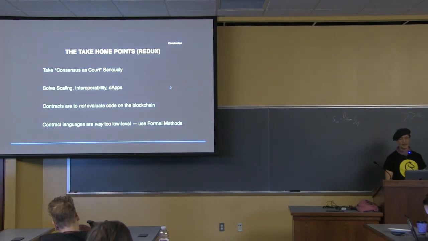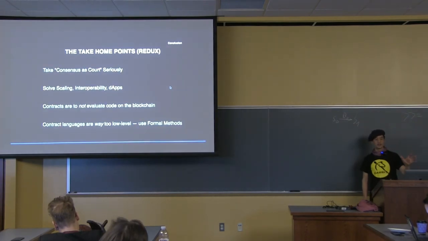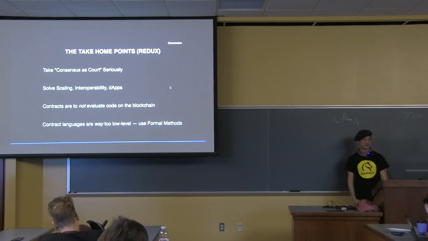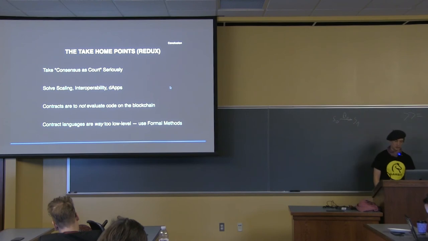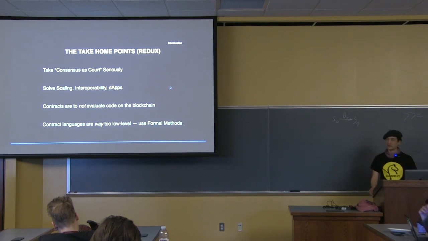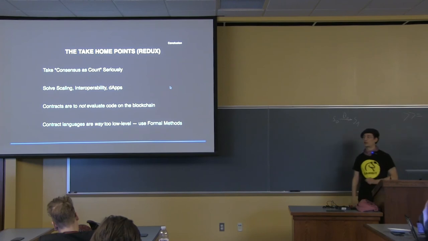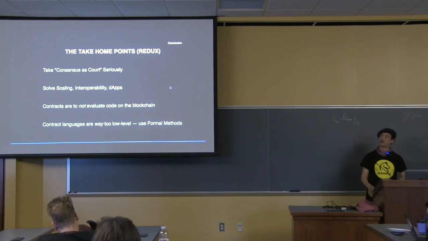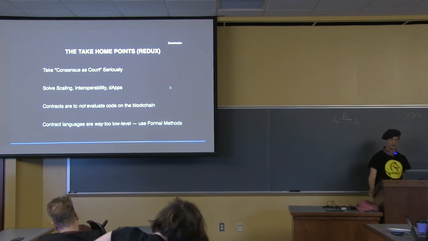Conclusion. My take-home points are you should take the analogy of consensus at court seriously because it can solve scaling, interoperability, and all kinds of issues with distributed applications. And contracts are to not evaluate code on the blockchain. Contract languages also are way too low level, and that includes even the otherwise excellent contract languages that our friends from Cadena have shown us. Way too low level, you should use formal methods.